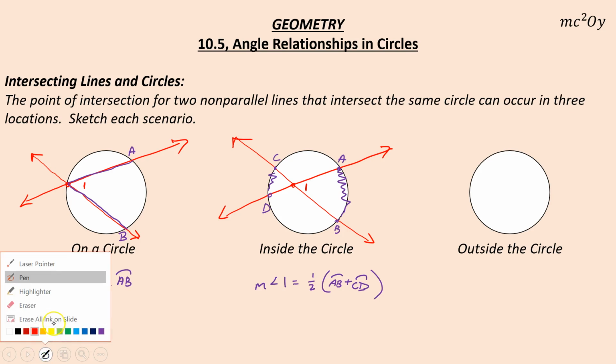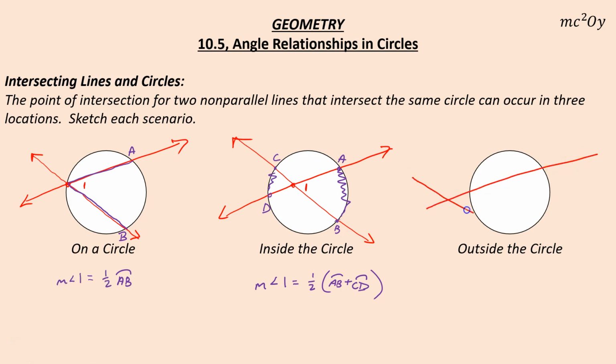Now the next one here, outside of the circle. Okay? So let's say our non-parallel lines intersect outside the circle. And so angle 1 is now moved outside of the circle. All right. So in this case, since it's being left out, as one of my students said today, Caden actually said that. Well done, Caden.